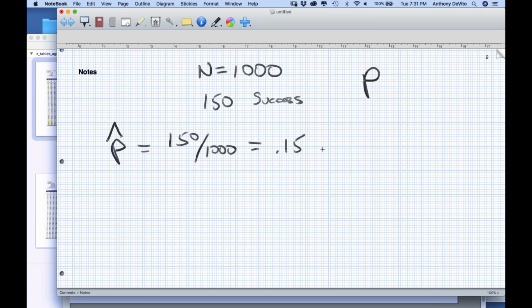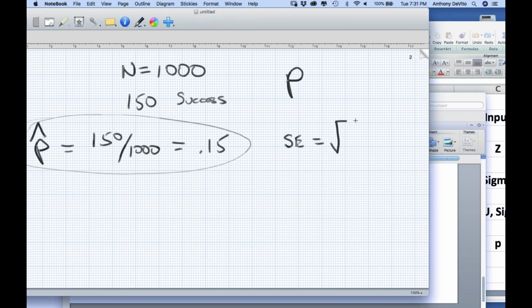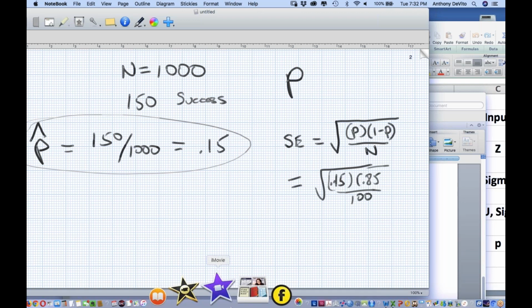Now, in order to estimate how well I know this and calculate a confidence interval, I need a standard error. I have to have some idea what the spread would be in this kind of sample. What's my standard error going to be this time? It's a bit of a different calculation. It's equal to the square root of P times 1 minus P, over the sample size N. So in this case, it's the square root of 0.15 times 0.85 over 1,000. I'm going to get my calculator out and actually do this.